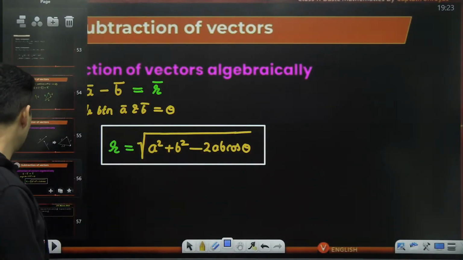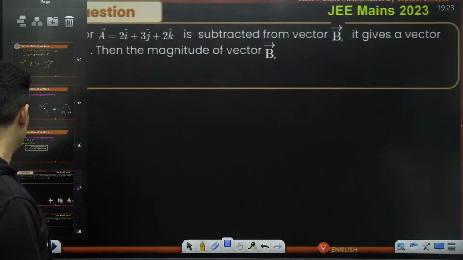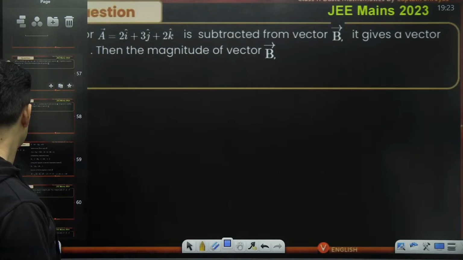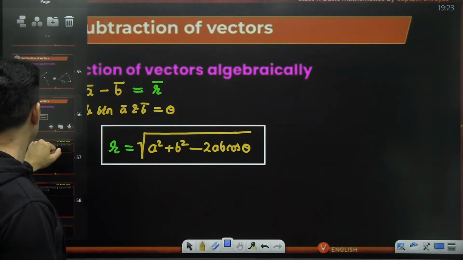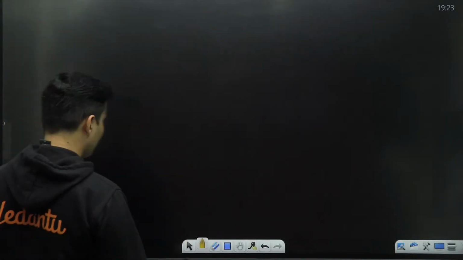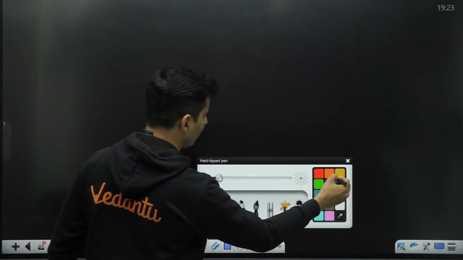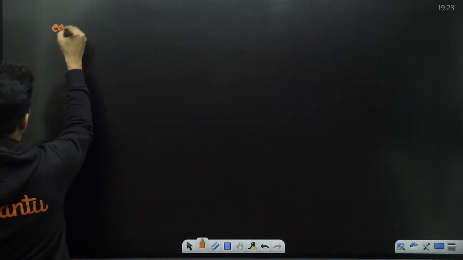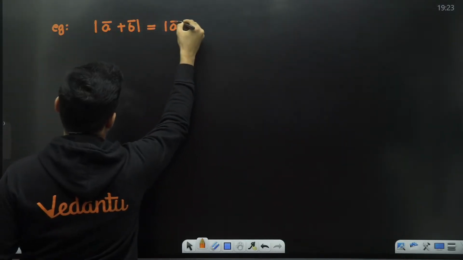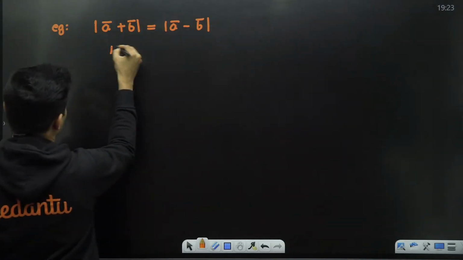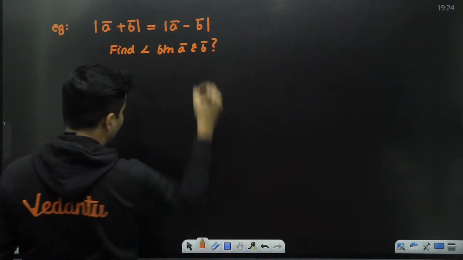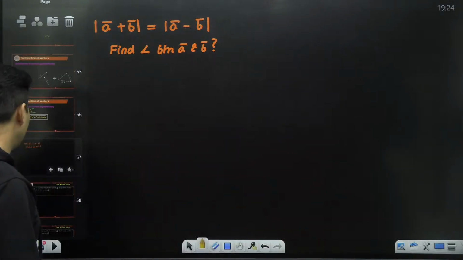Let me show you a beautiful example on that, which came in JEE. First we'll solve a question based on that, and then we'll go to that question, because for that IJK we need to see one more thing. Imagine I tell you, example, mod of a vector plus b vector is equal to mod of a vector minus b vector. The question is to find the angle between a vector and b vector.